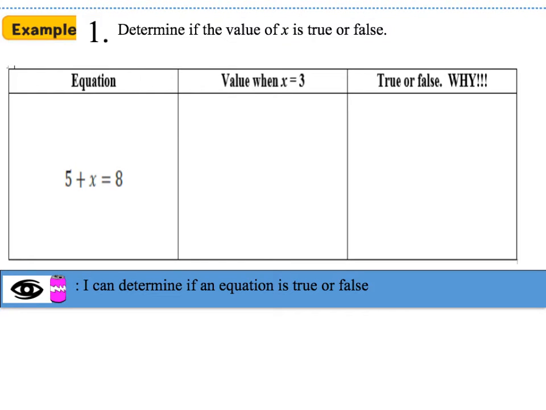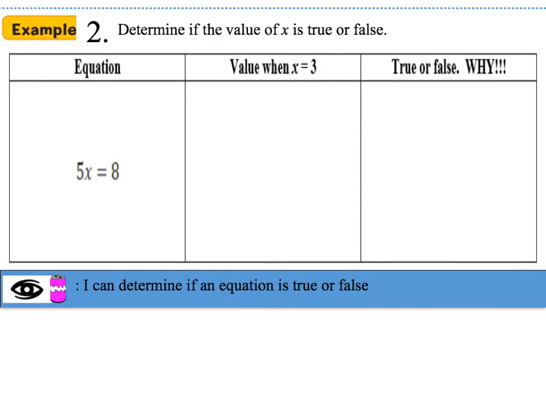So for problem 1, it says determine if the value of x is true or false. So they're giving us an equation, and we know this is an equation because it has an equal sign. Let's go ahead and plug the value of 3 in for x. So 5 plus 3 is equal to 8. So the value of x is equal to 3, and this is a true statement because 5 plus 3 does really equal 8.